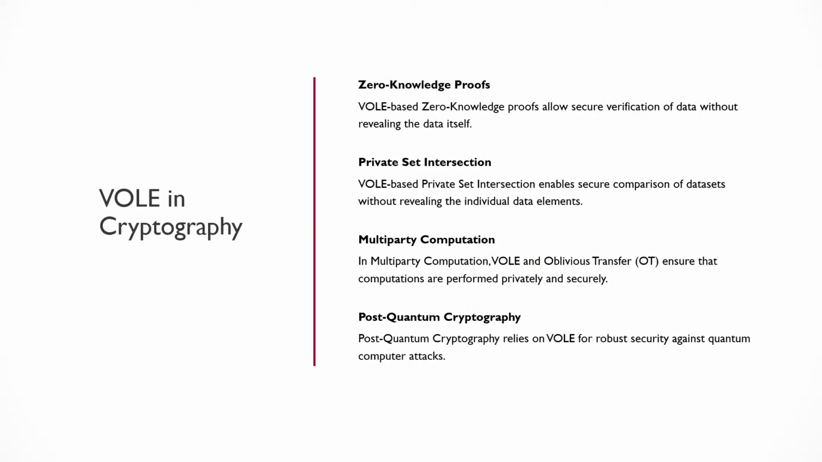Let's keep going. As a little segue, VOLE isn't just useful for generating binary triples. You can use it to do all sorts of things, like zero-knowledge proofs. We saw PSI yesterday. Also OTs, and some ideas going over into post-quantum cryptography, which is sort of interesting.